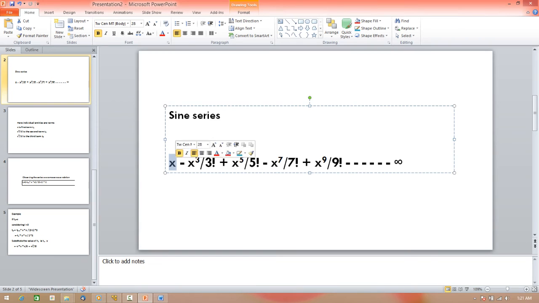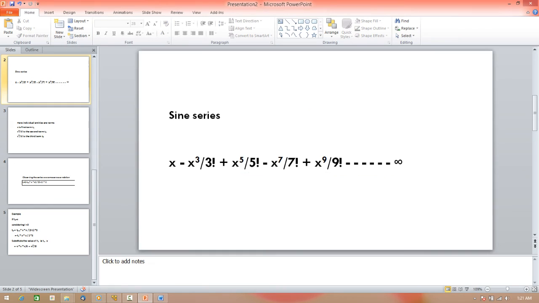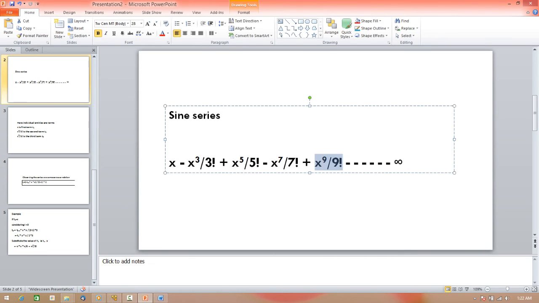Understand? Next term, if I consider x raised to 5 divided by 5 factorial, which would again be lesser than the previous term. So the subsequent terms that we go on computing start reducing, becoming smaller and smaller, till it reaches infinity. The terms start getting smaller and smaller.